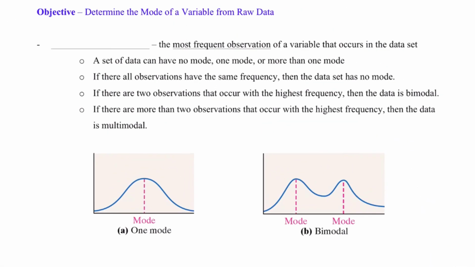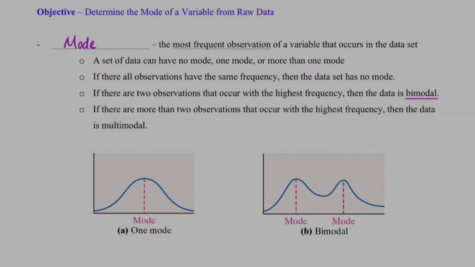Our next discussion then would be of the mode of a variable from raw data. Now the mode is the most frequent observation of a variable that occurs in a data set. Notice in our notes, data can have no mode, one mode, or more than one mode, like you see in figure A and figure B with multiple options. If there are two observations that occur with the highest frequency, we call this bimodal. If there are more than two observations with the highest frequency, then the data is considered multimodal.